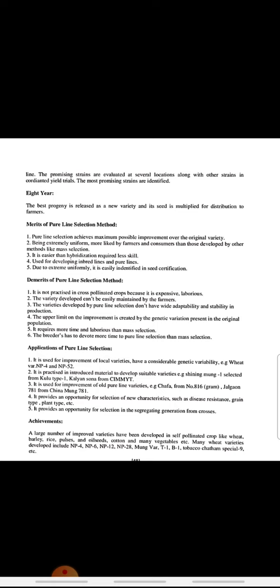Achievements: a large number of improved varieties have been developed in self-pollinated crops like wheat, barley, rice, pulses and oilseeds, cotton and many vegetables, etc. Many wheat varieties developed include NP4, NP6, NP12, NP28, Mungwar, T1, B1, tobacco, Chatham, special line, etc. So this is about the pure line selection.